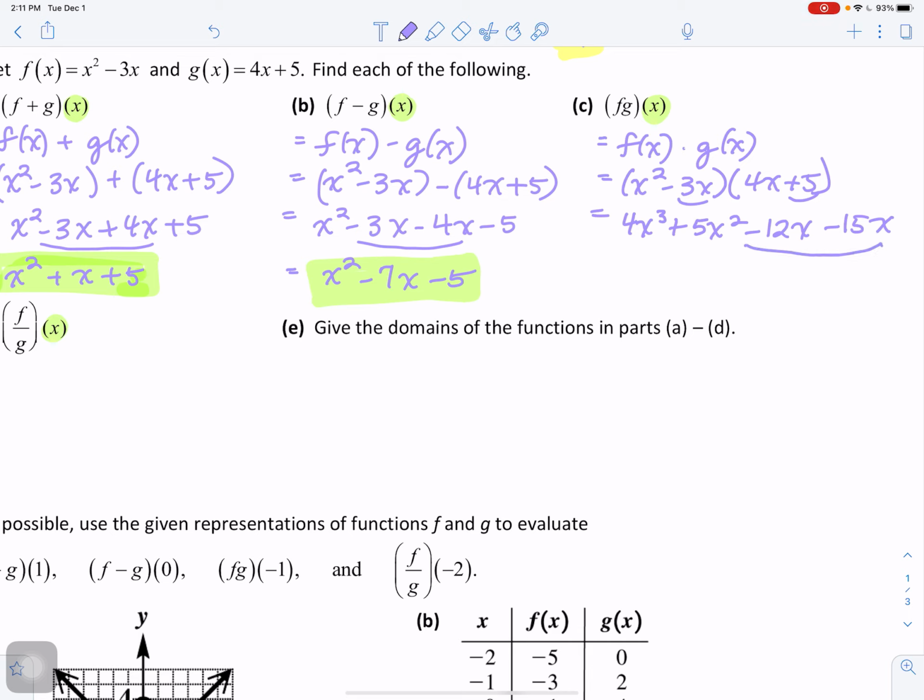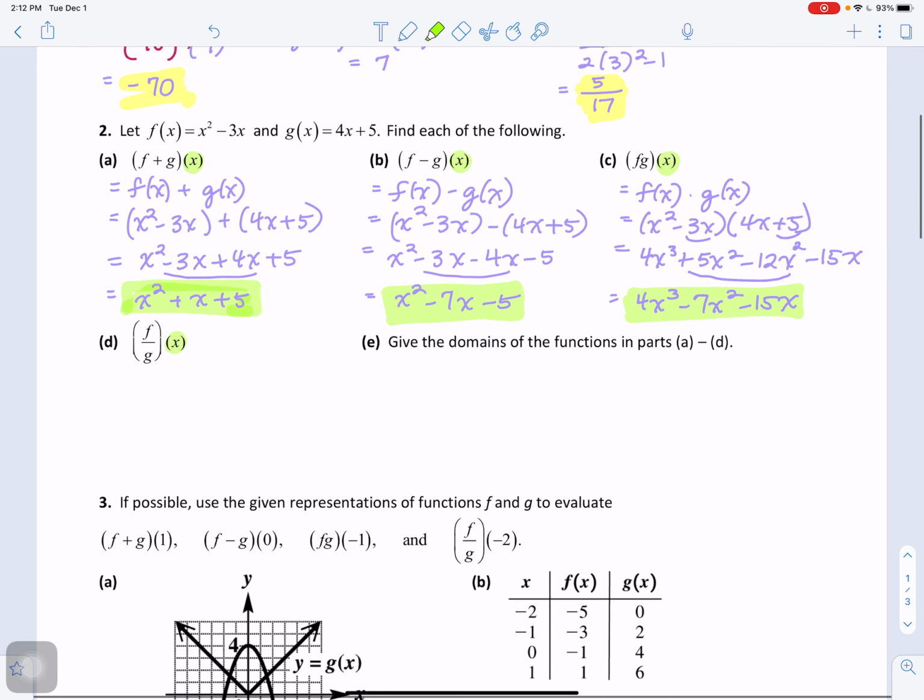Looks like we can combine those. This might have been 12x squared minus 12x squared. There we go. And it looks like we can combine these middle two terms. So we end up with 4x cubed minus 7x squared minus 15x. Okay?